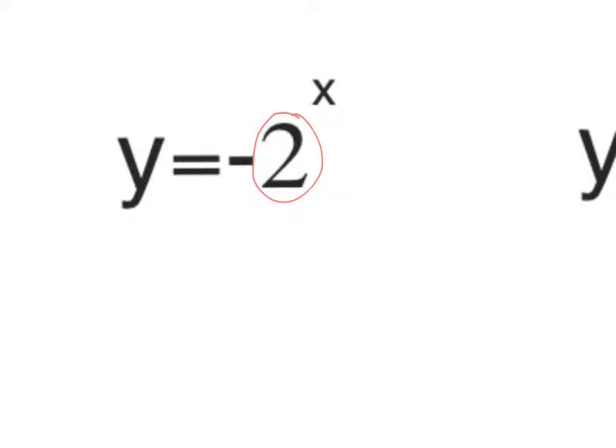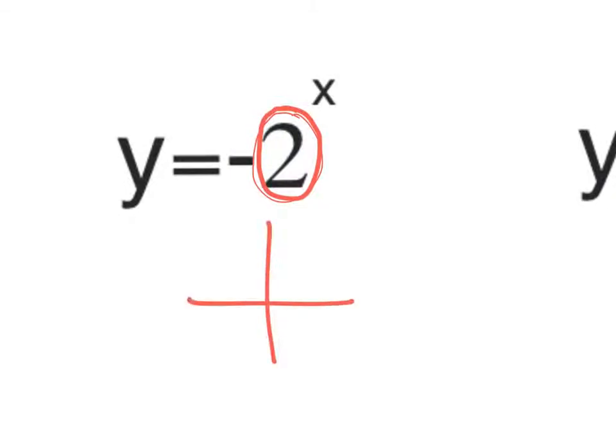That's a growth function. Now you might be thinking, well, what about this negative sign right here? That negative sign is the a value. Okay, so the a value is -1. All that says is that it's going to get reflected on the x-axis. But the base is 2, which means it's a growth function. So this is a growth function growing in a negative direction.